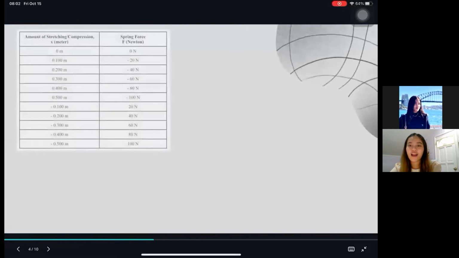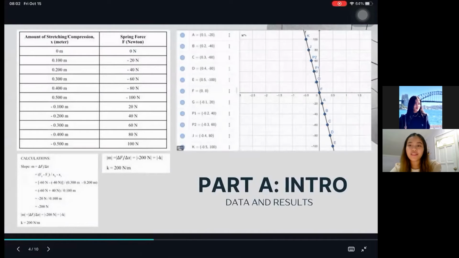Here are the data and results for Part A. The preset value of spring constant here is 200 newtons per meter. As the spring is stretched to the right by the applied force, the table shows that the amount of stretching, x in meters, is positive and spring force is negative. Inversely, as the spring is compressed to the left, x is negative and spring force is positive.